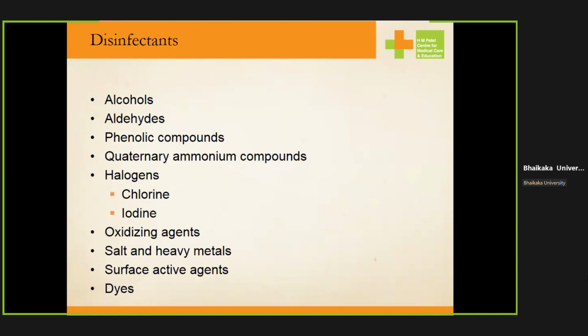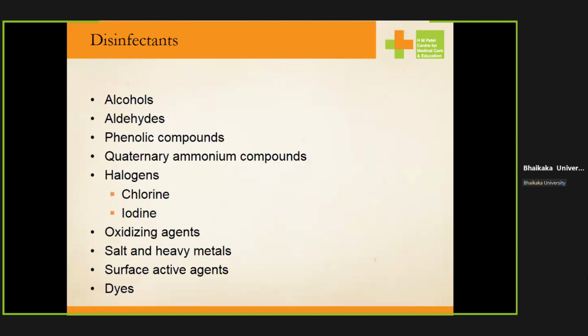If I have to categorize these disinfectants under various groups, then these are the groups: alcohols, aldehydes, phenolic compounds, quaternary ammonium compounds, halogens, oxidizing agents, salts and heavy metals, surface active agents, and dyes. So these are all the various categories under which disinfectants come. As I said, in the subsequent lecture, we will be going into details about each of these categories. We'll also give you some examples of disinfectants that are commonly in use and which can be categorized under this list, and their advantages as well as disadvantages.